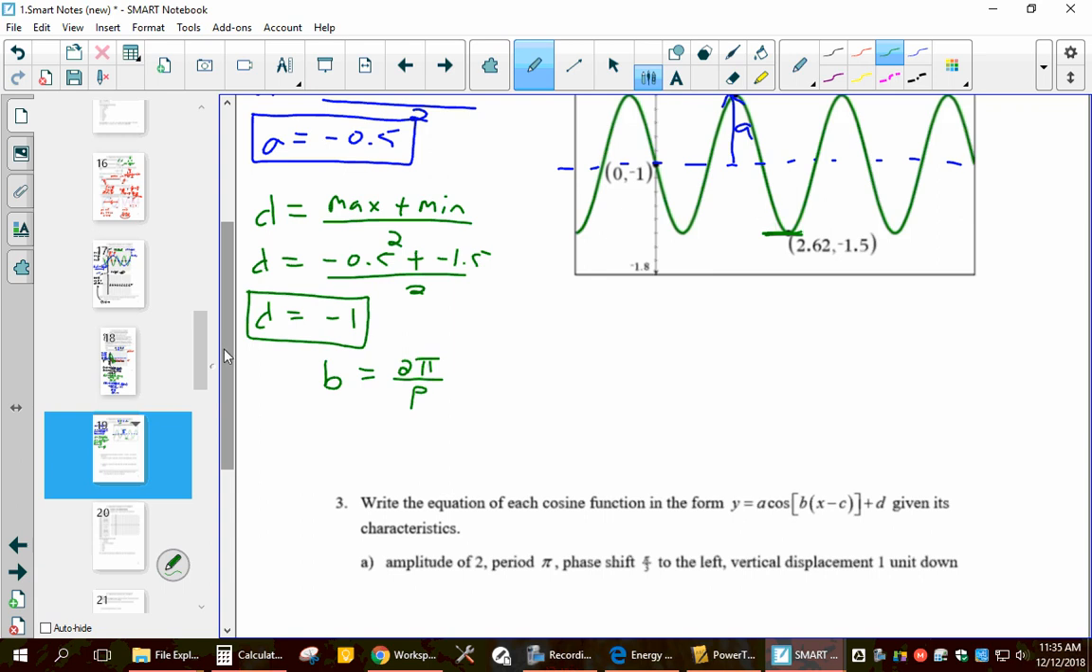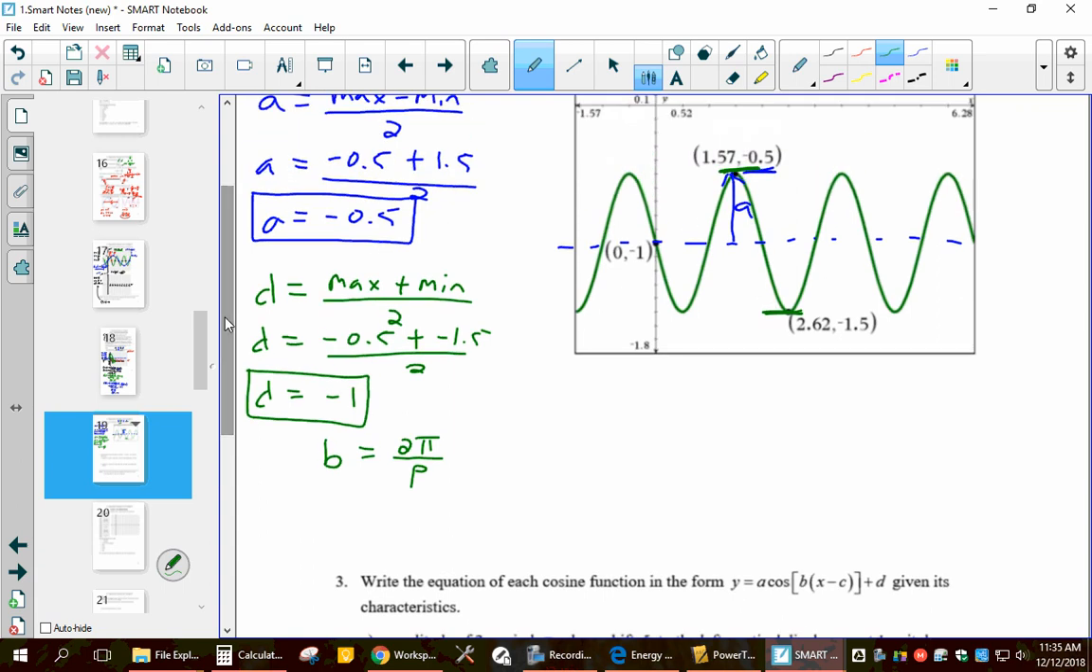So let's look at this and see if we can figure that out. The numbers that they gave us weren't great, right? But what if, so these are my X values right there and there, what if I go 2.62 minus 1.57, right? That would give me the distance for half of it, because that's like half of a period. And then multiply that by 2 to get the full period.